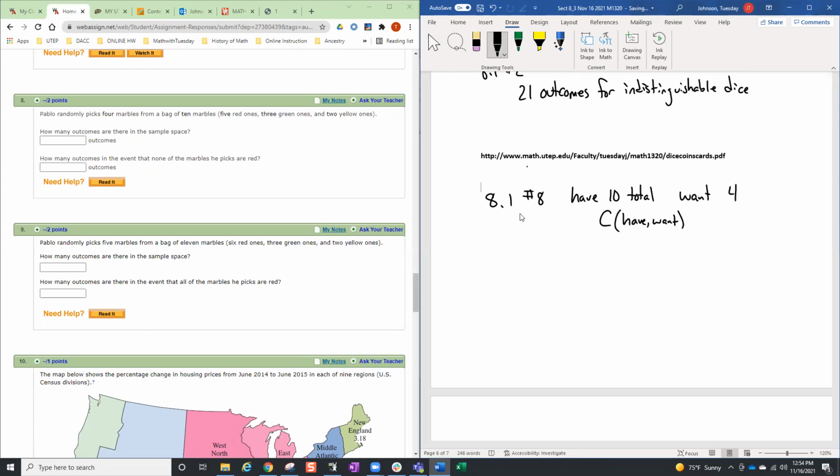So we ask ourselves, if he randomly picks 4 marbles from a bag of 10, how many outcomes are in this sample space? So it's not really part A, but I'm going to call it part A. That is, out of the 10 marbles, I want to randomly reach in and grab 4. This will be 10 factorial. This is from 7.4. 4 factorial over 10 minus 4 factorial. And I know a lot of you are screaming like, Tuesday, don't do this, just use the calculator. You're right.